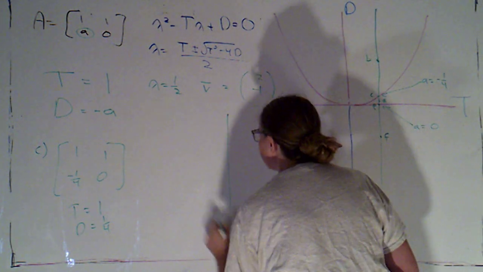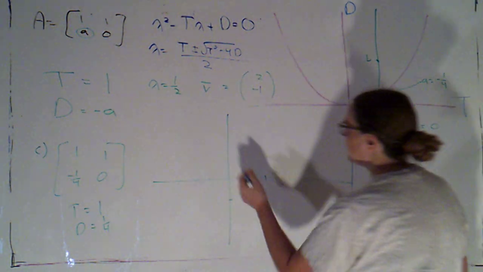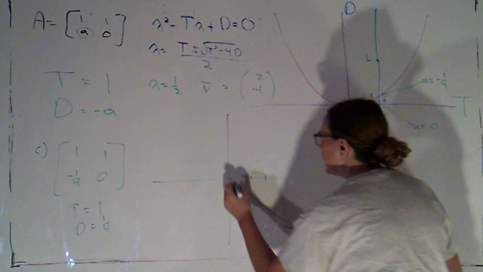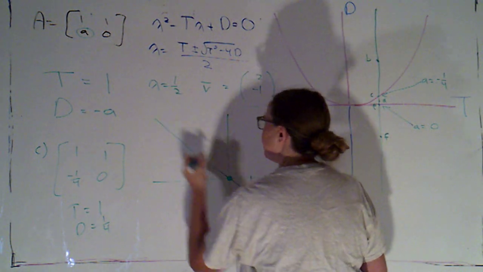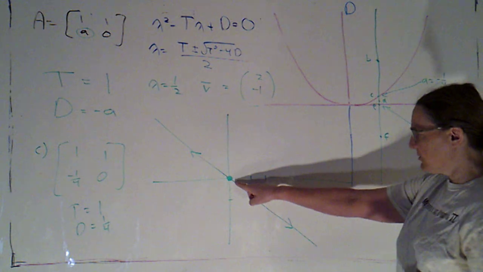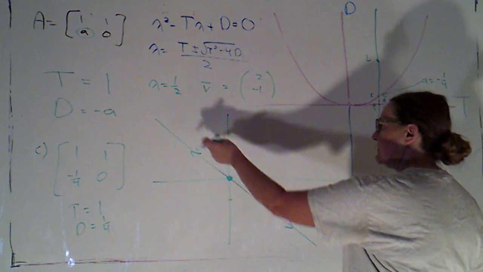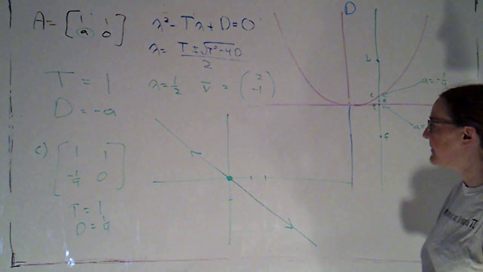Okay, so let's draw our line of equilibrium solutions. That corresponds to my vector 2, negative 1. That's not my line of equilibrium solutions, that's my straight line solutions. My equilibrium solution is at the origin, and because lambda is positive, these solutions are moving away from the origin.